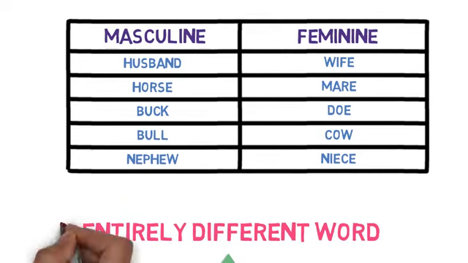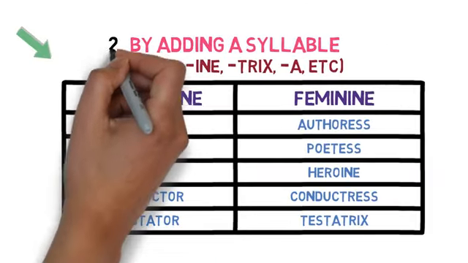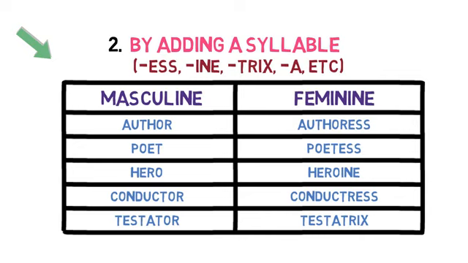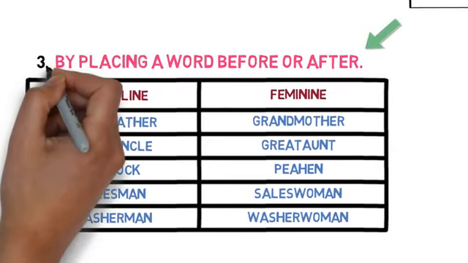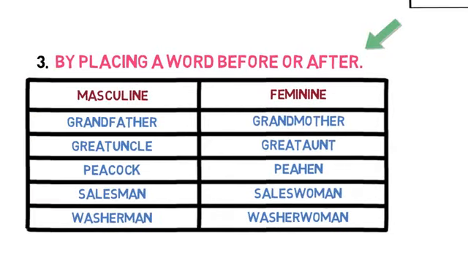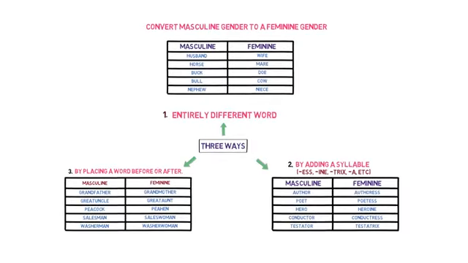So these are the three ways to convert a masculine gender to feminine gender. Again, I will repeat. First is by using an entirely different word. Number 2, by adding syllables like ess, ine, trix, a, etc. And 3, by placing a word before or after the word. So in this way, we can convert a masculine gender to feminine gender.